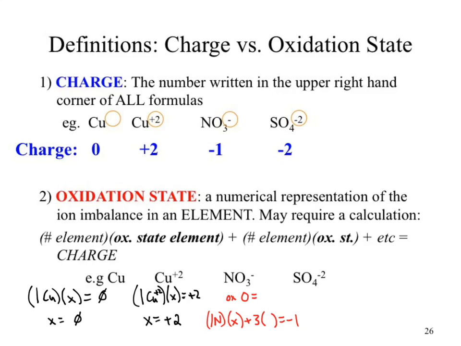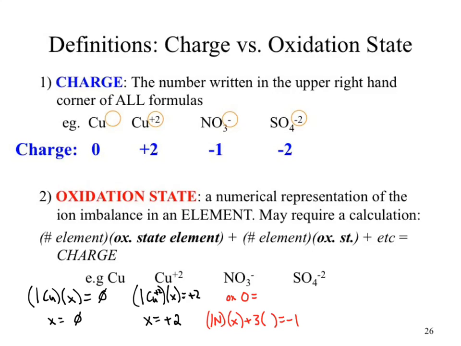So the oxidation state for Cu, well, there's 1 copper times its oxidation state, and that must equal the overall charge. What is the overall charge for Cu? 0. So 1 times x equals 0. X equals 0. I now know the oxidation state for my Cu is 0.